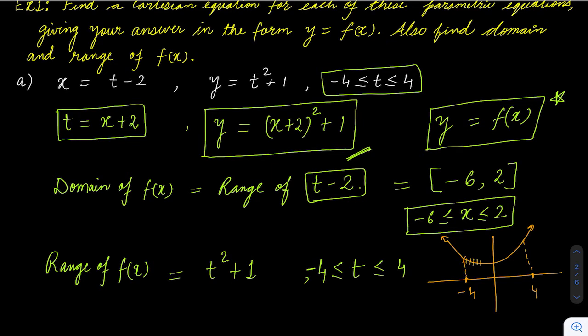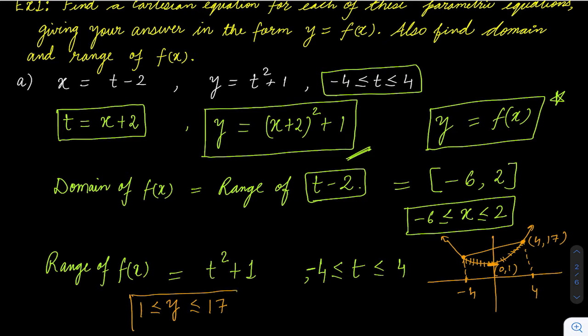So we have to find the range. Range of this means minimum value and maximum value we have to find. Minimum value is this, right? When t is 0. So minimum value is at 0. So when t is 0, we get 1. So this point is 0, 1. Maximum value. So I think maximum value will be same at -4 and +4. So when t is 4, t square plus 1 is 17. So my range will be, that is my y values will be from 1 to 17.